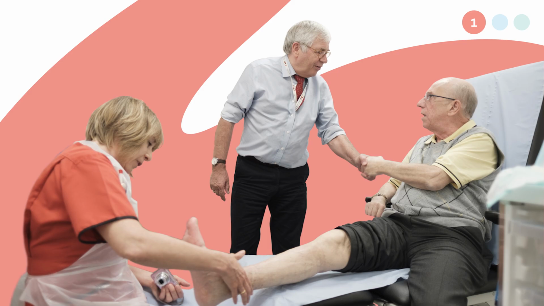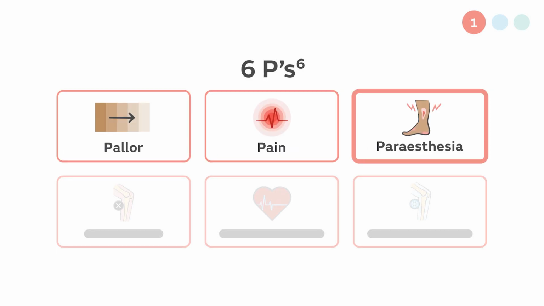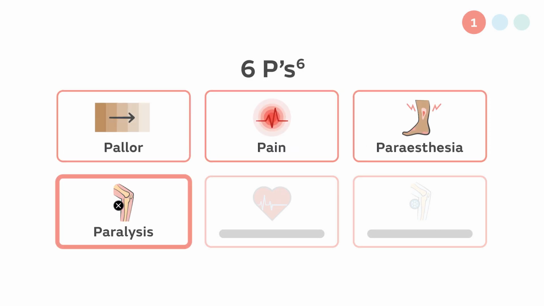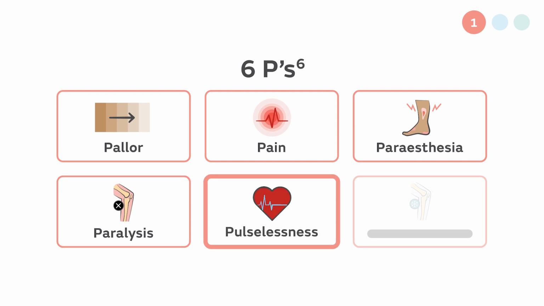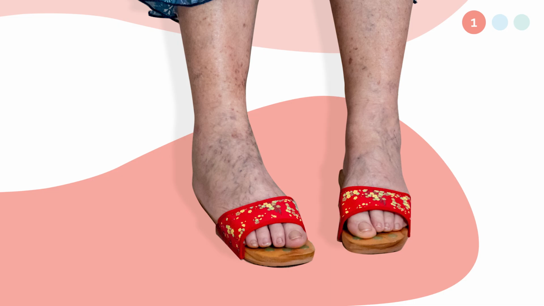For a quick assessment, you can use the 6 Ps: pallor, pain, paresthesia, paralysis, pulselessness, and poikilothermia. Pallor. You may first notice that the skin has a pale, white, or ashen appearance. This is due to low blood flow.